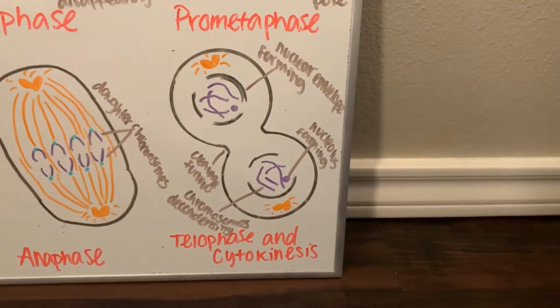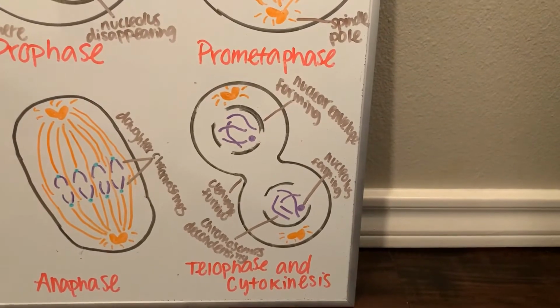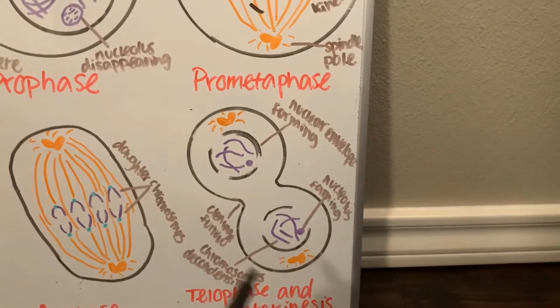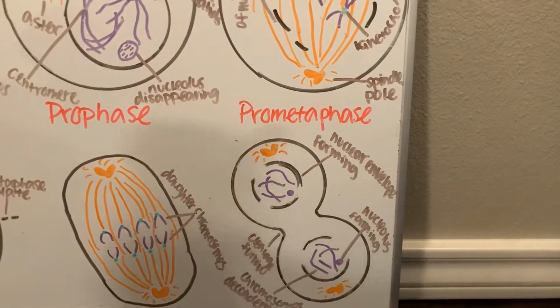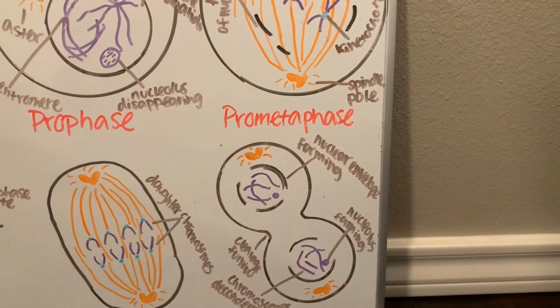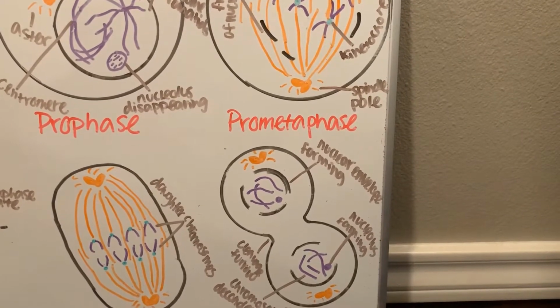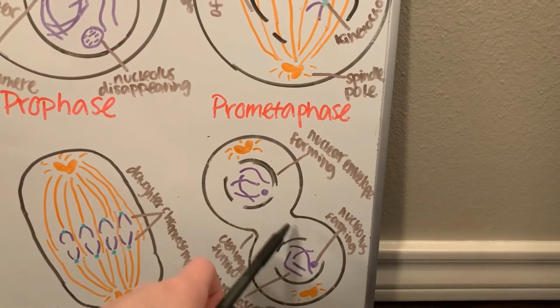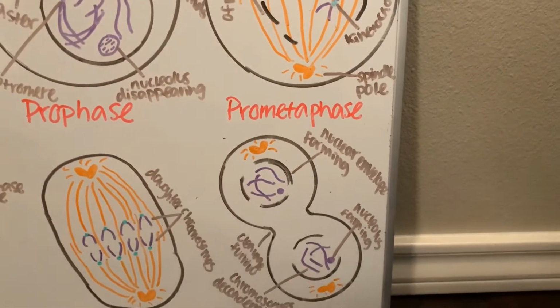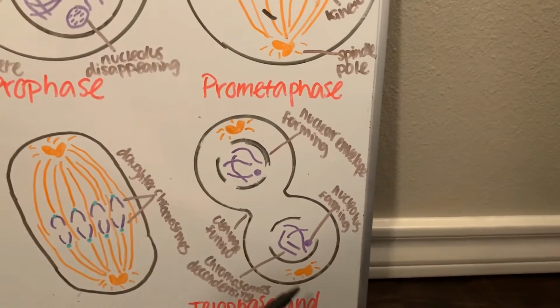And then in telophase and cytokinesis, the chromosomes uncoil into chromatin. So we can see the chromosomes decondensing. And nucleoli develop at nucleolar organizing sites on DNA. So we can see our nucleoli forming. And the spindle disassembles, so you can see there's no more spindle.